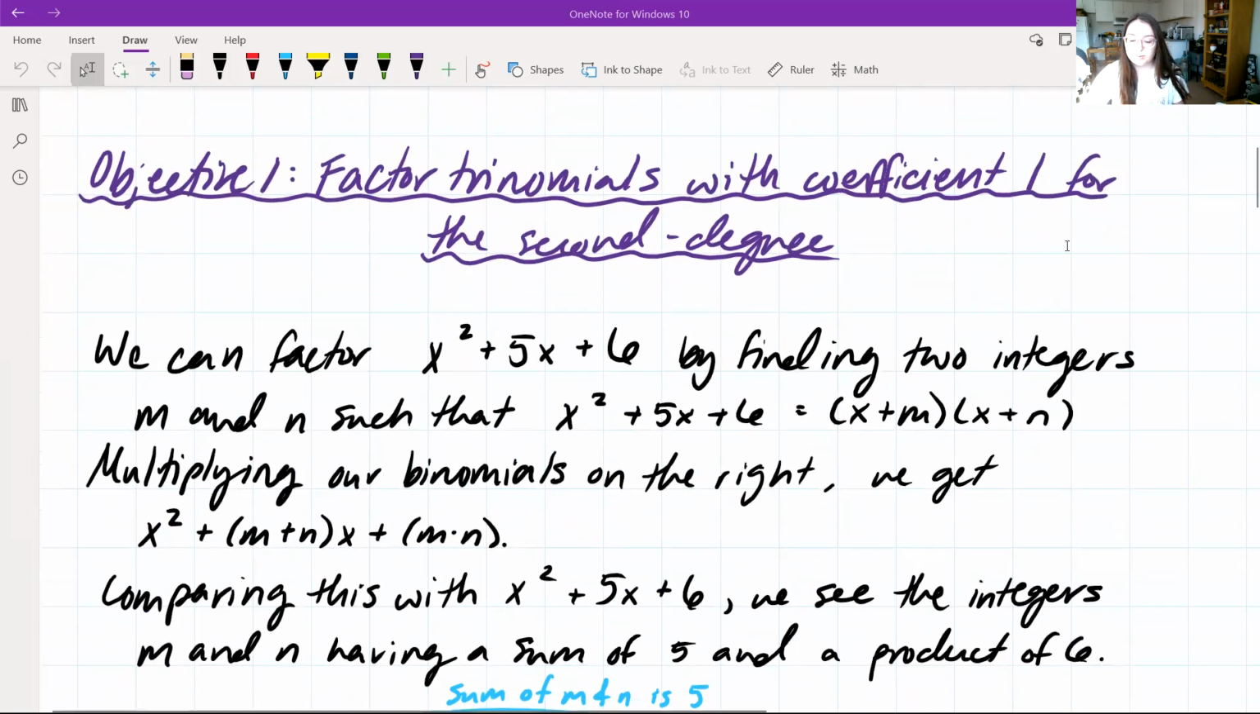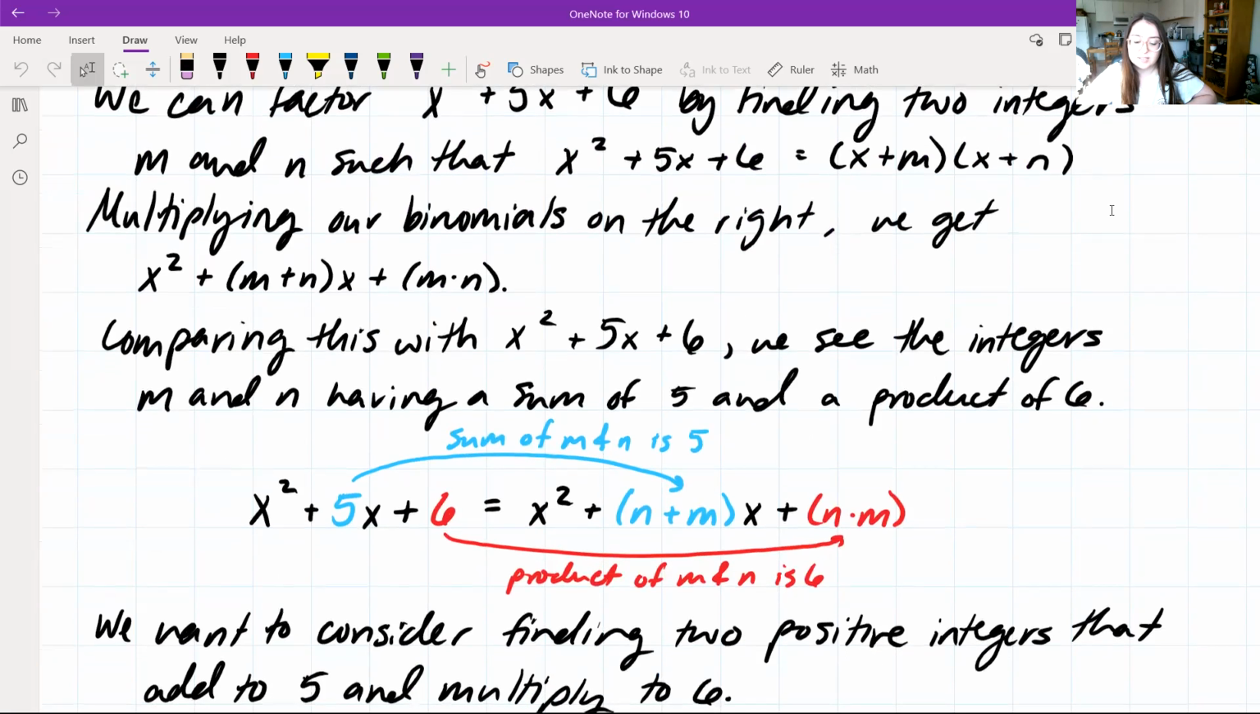So we want to factor trinomials with coefficient 1 for the second degree term. So we can factor x squared plus 5x plus 6 by finding two integers m and n such that x squared plus 5x plus 6 is going to be equal to x plus m times x plus n. Multiplying our binomials on the right, we're going to get x squared plus m plus n times x plus m times n. So it's the sum of m plus n times x plus the product of m and n.